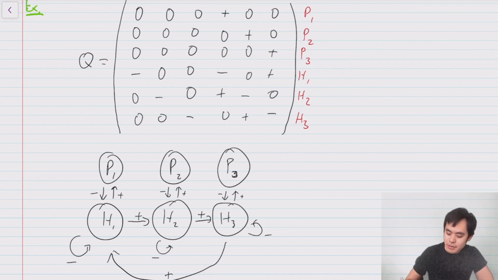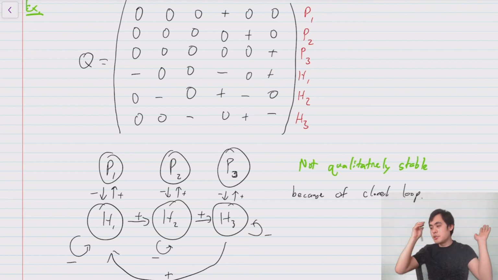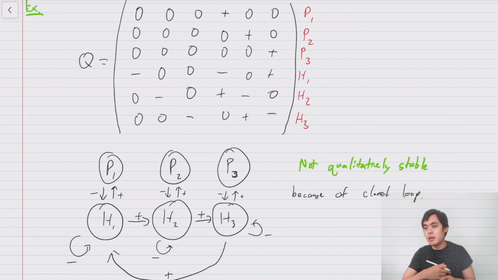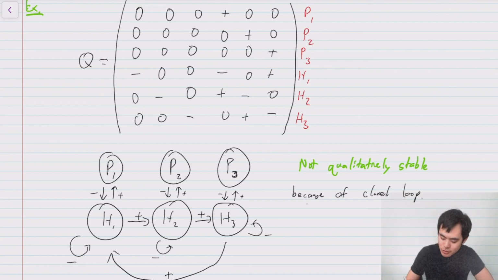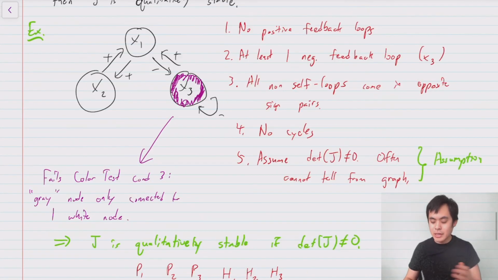So note that this is not qualitatively stable, and this is immediately obvious for a couple of reasons, but the one I'm going to list here is because of closed loops. So if there are any closed loops here, then you can't be qualitatively stable. Also, unpaired interaction arrows. So this is not qualitatively stable, and you can immediately tell by just looking at these conditions.